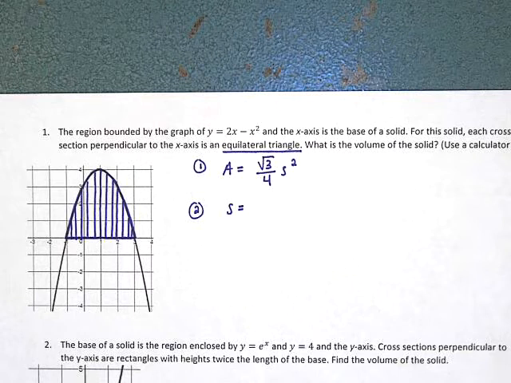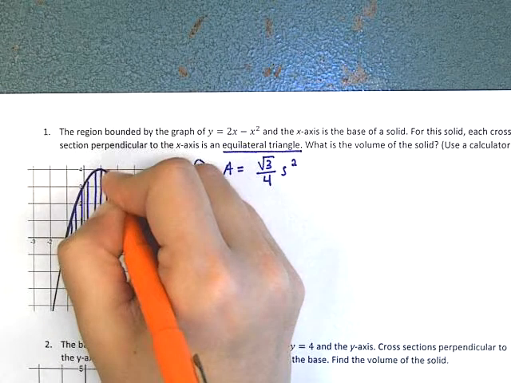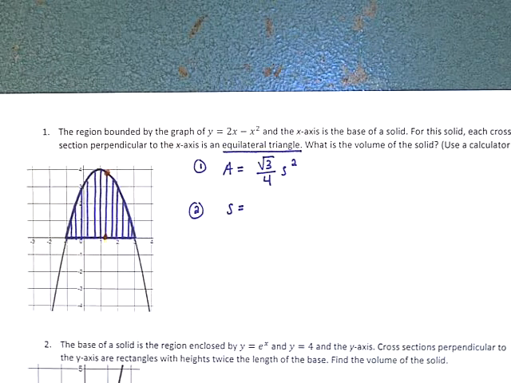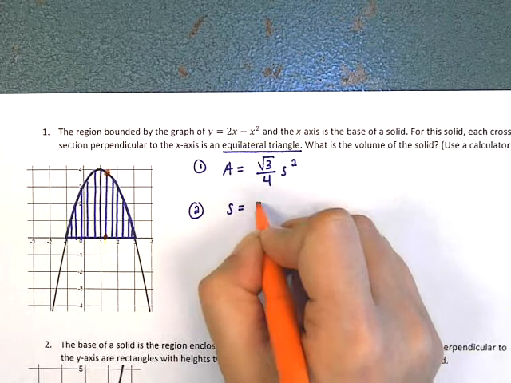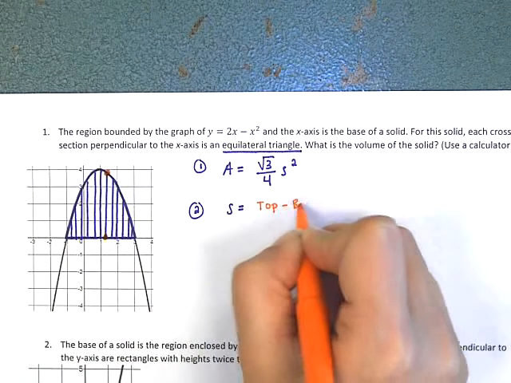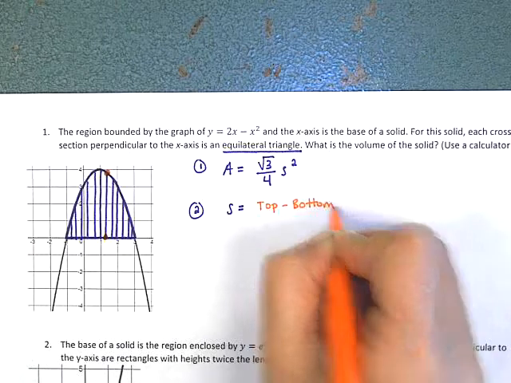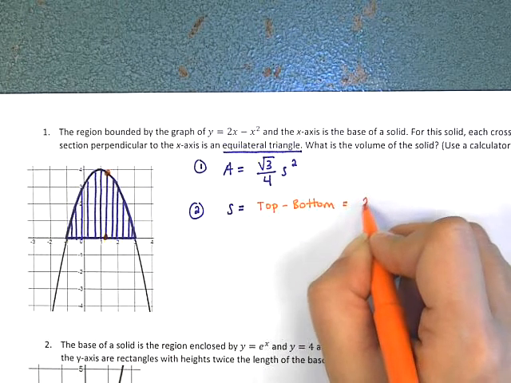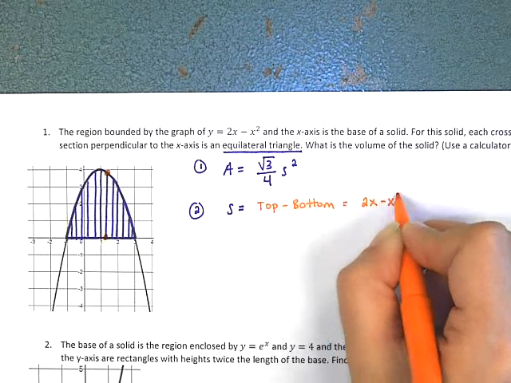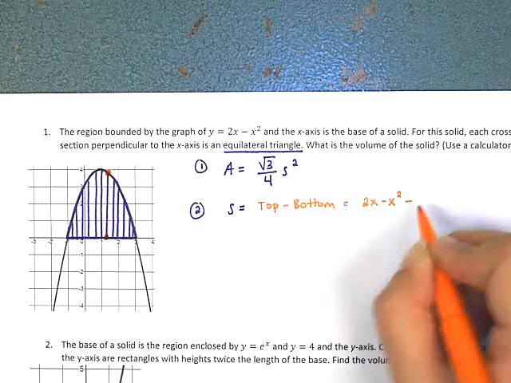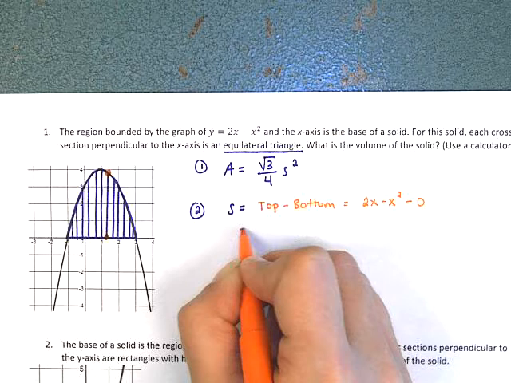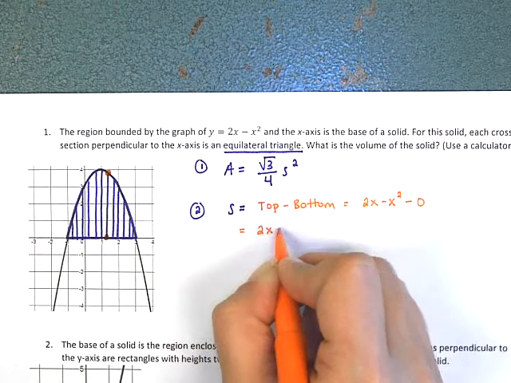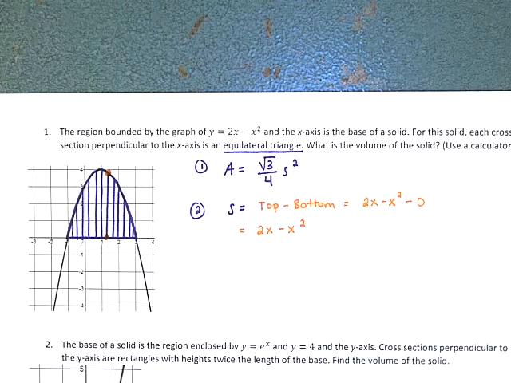Because each of the sides of the triangle goes from this function and stops at this function, we would do top minus bottom to get the length of each of those sides, which in this problem would be the function 2x minus x squared minus the bottom function, which is 0, and that simplifies to just 2x minus x squared.